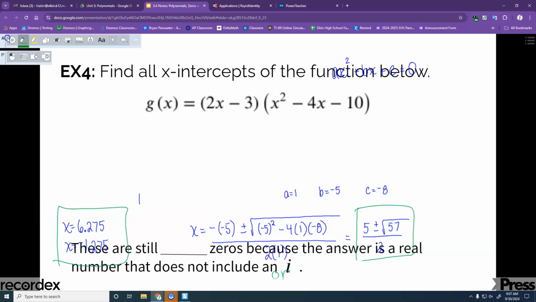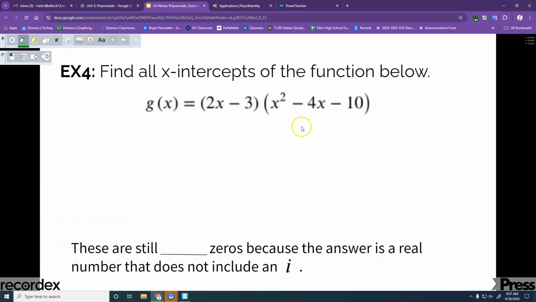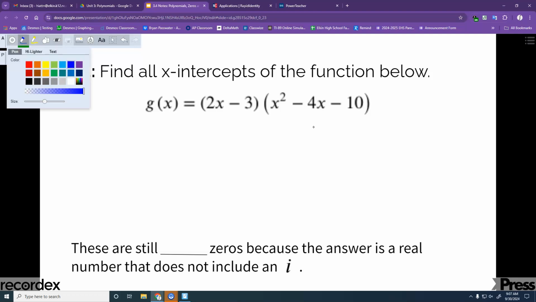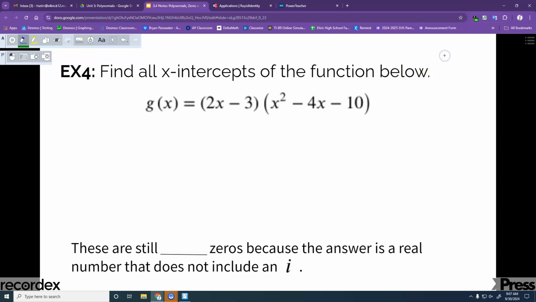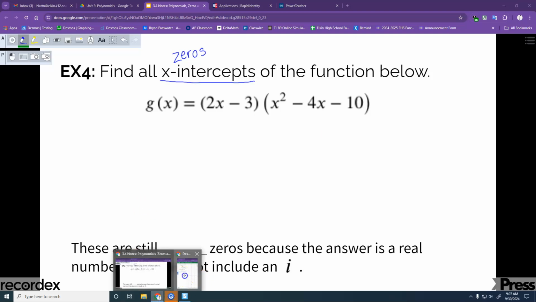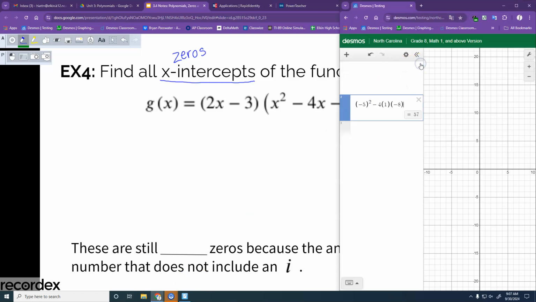Let's look at this one. All right, so if I am supposed to find all of the x-intercepts for the function below, when I see x-intercepts, that's the same as zeros, right? Those mean the same thing. So if I want to find the x-intercepts, I could go over to Desmos and I could graph it.